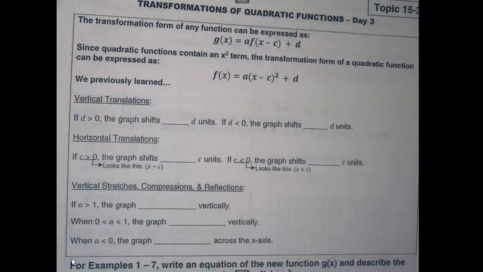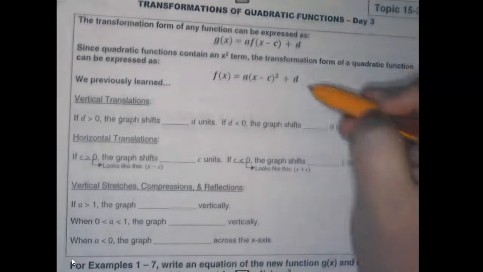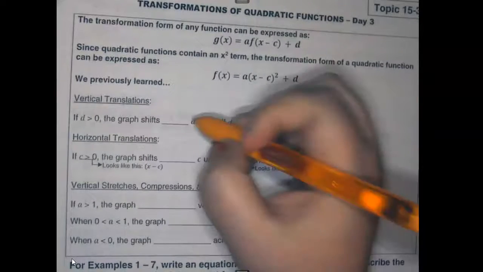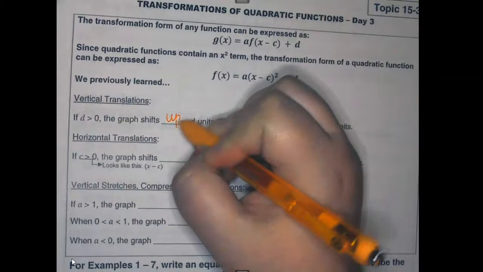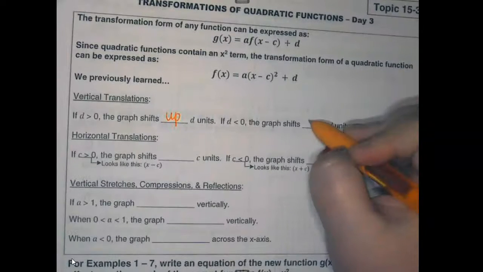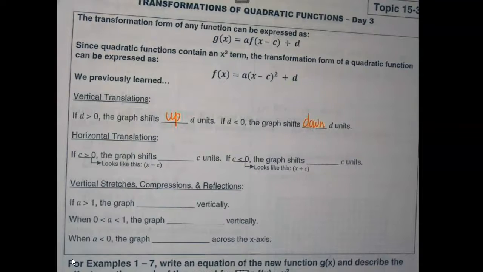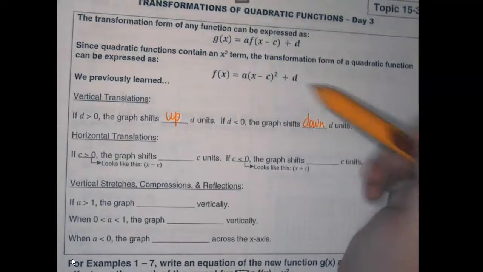Alright, so this box at the top of 15.3 is just a nice quick review of when we have this equation, what does that D do? When it is greater than 0, we're going to go up. When it's less than 0, we're going to go down. So review from the last two lessons, that's our D.